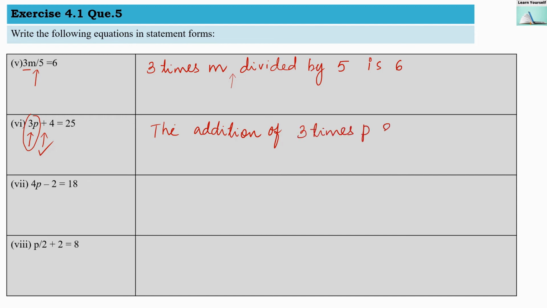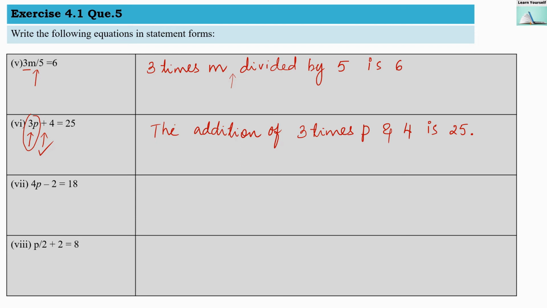And 4 is 25. So that is how for the addition. This is a standard statement. The addition of 3 times p and 4 is 25.